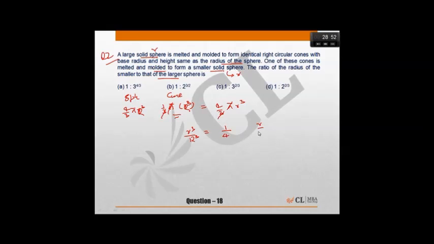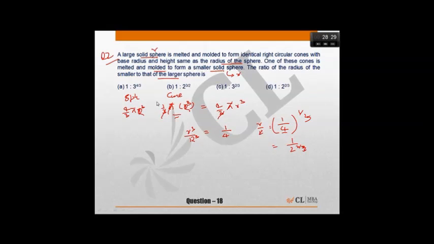So which means r by R is the cube root of 1 upon 4, which is raised to power 1 by 3, which is equal to 1 upon 2 raised to power 2 by 3. 4 is nothing but 2 square, so 2 raised to 2 by 3. So 1 is to 2 raised to power 3, 2.